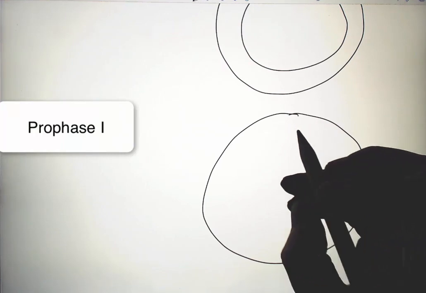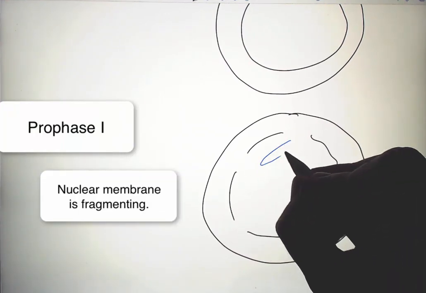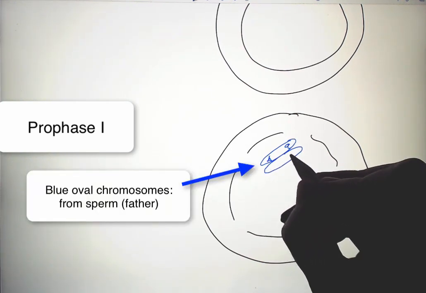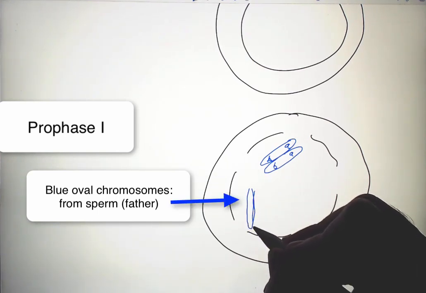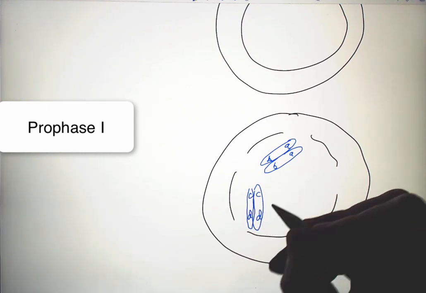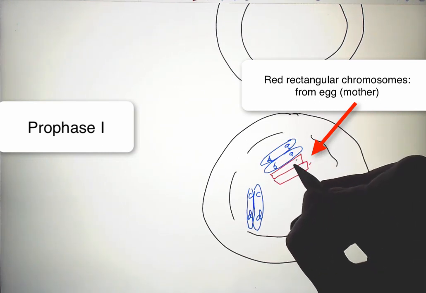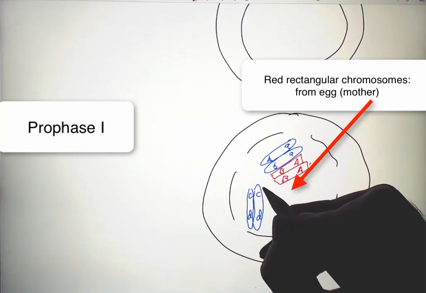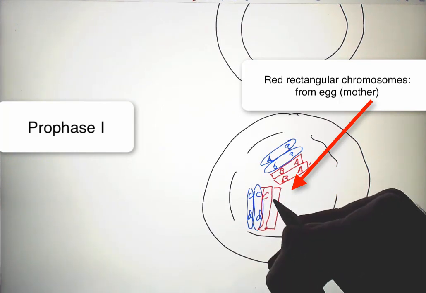In prophase I, the nuclear membrane begins to fragment. The chromosomes are what are called tetrads, and I'm designating the blue ovals as the chromosomes that came originally from the sperm, and each pair of ovals is a pair of identical sister chromatids. So I'm drawing a couple genes on each, little a, little b, and the red rectangular chromosomes are from the mother. They're from the egg, and I'm putting big A's, big B's, and big C's, and big D's on those. The color is just to tell them apart. You wouldn't be able to tell just by looking at them.